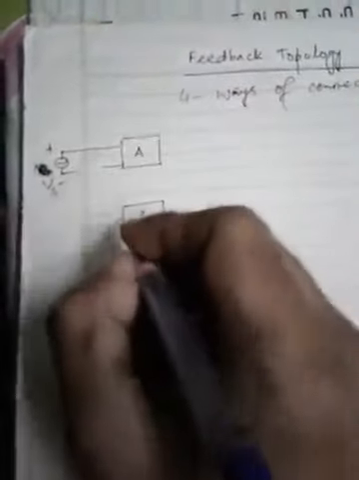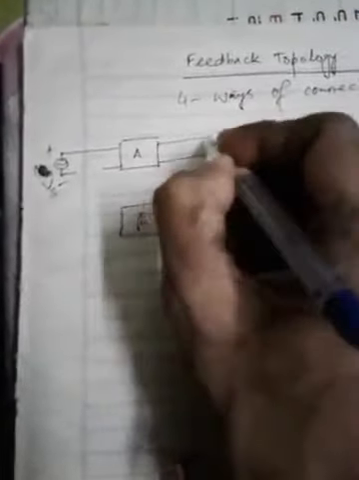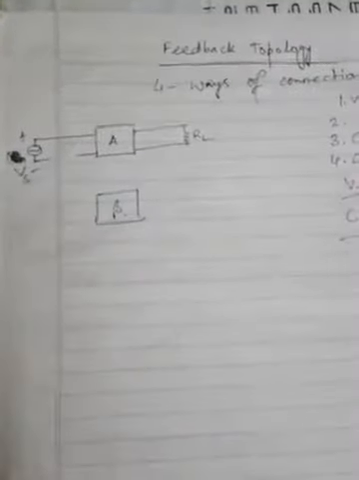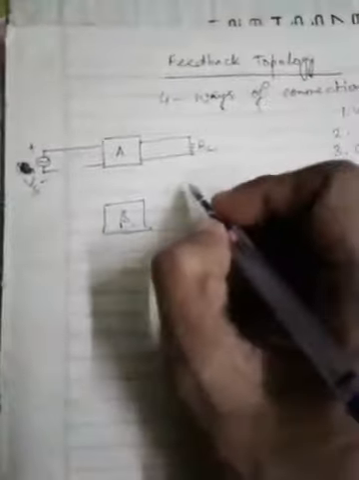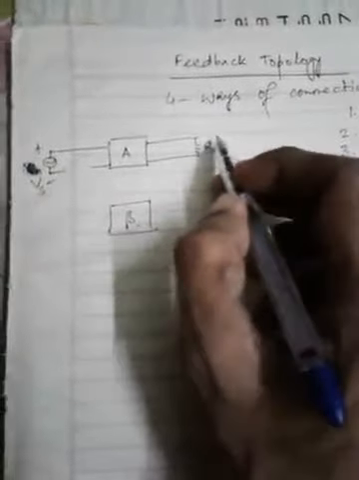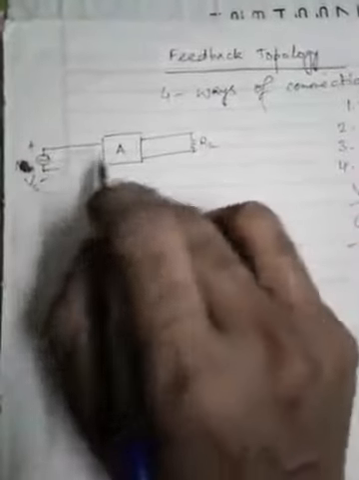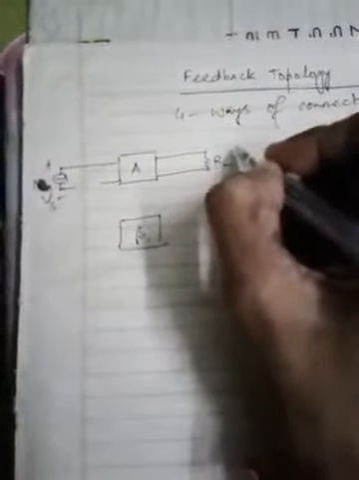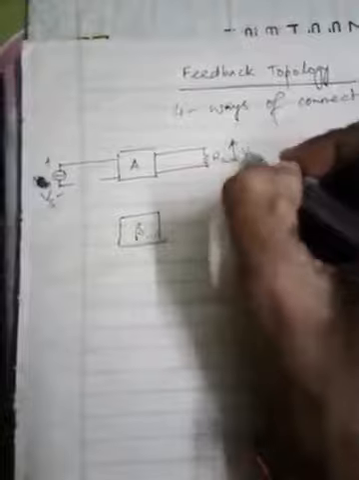Now it will be producing the output which is being tapped across the load RL. So RL is the load. This is the basic path through which the basic amplifier is providing the gain to the input Vs, which will be producing the output Vo. So across this RL, the output is measured as Vo.